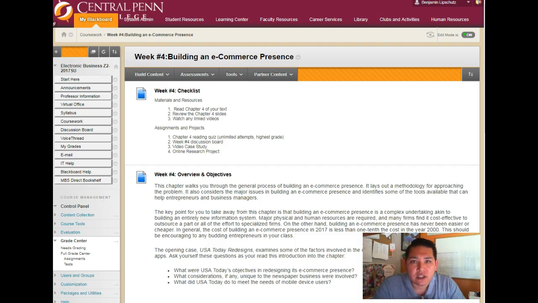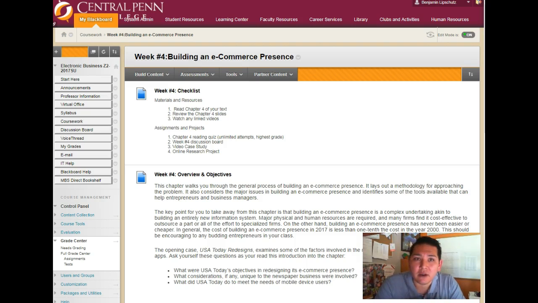One of the key points for this week is that building an e-commerce presence is a complex undertaking. It's akin to building an entirely new information system. So major physical and human resources are required, and many firms find it cost-effective to outsource a part, if not all, of the effort to specialized firms or organizations or companies.